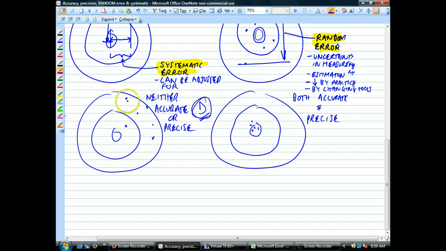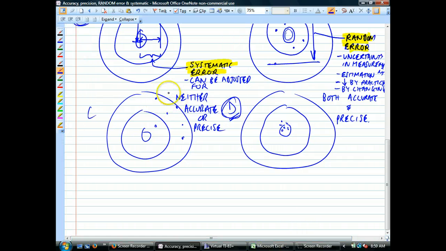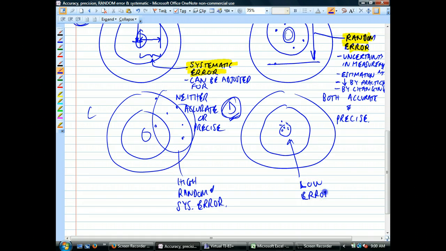Now, in a case like this, in shooter C here, they have both problems. They have high random and systematic error. All right, and this person has low error of both types.